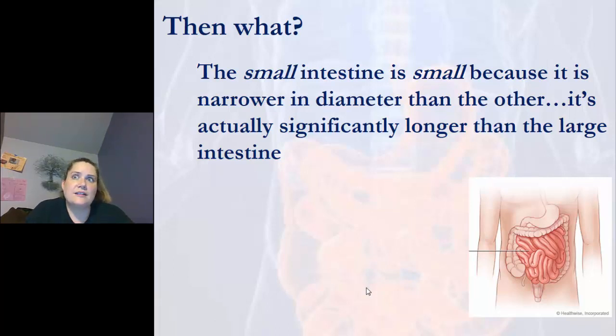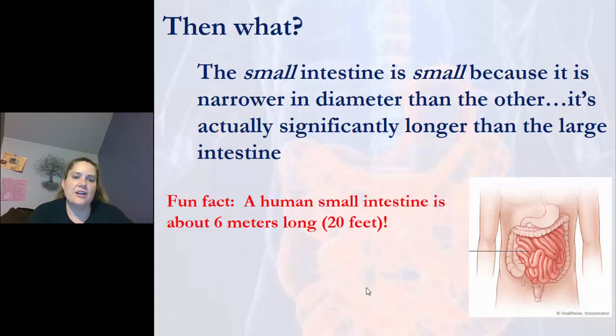So the small intestine is called small because it's narrower in diameter than the other intestine. It's actually much longer than the large intestine. So a human small intestine is about 6 meters long. That's almost 20 feet. That's 4 of me. So if you stood me on my head 4 times and then you took my small intestine and you stretched it out, that's how tall it would be.